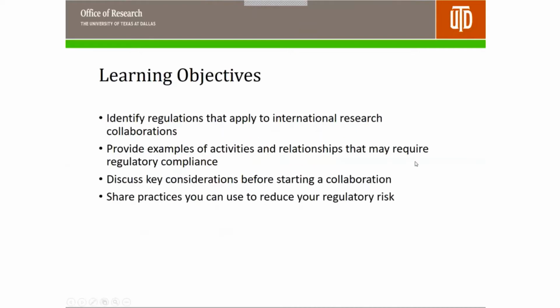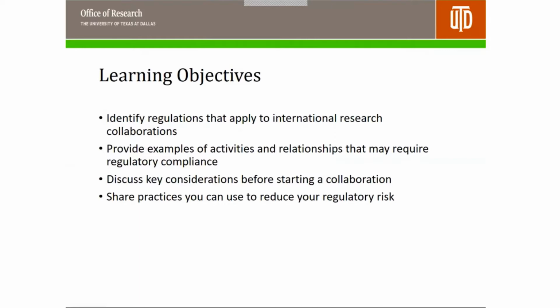In terms of our learning objectives, I'm going to go over two sets of regulations that are applicable to international research collaborations. We're going to go over some examples of relationships and activities that may trigger compliance with those regulations, and then we're going to discuss key considerations, so questions that researchers should ask in terms of, how am I designing, how am I going to conduct, and how do I intend to report the results of this international research collaboration that may require some kind of compliance or create some kind of risk for compliance with federal regulations or with the requirements of federal funding agencies.